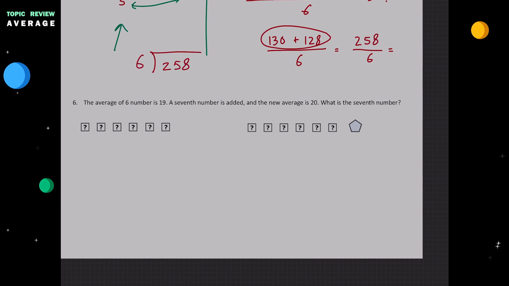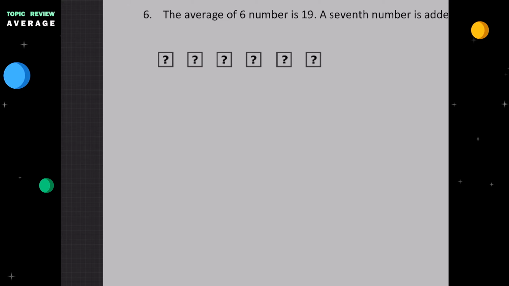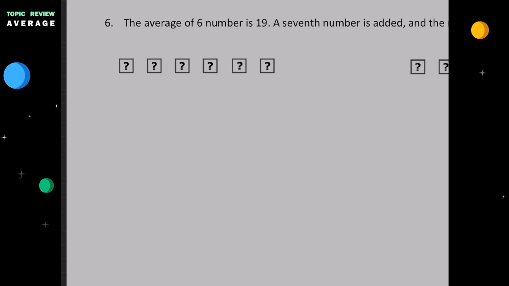Okay, next one. The average of 6 numbers is 19. So here I prepared 6 numbers. It says the average is 19. So how do you find the average of these 6 numbers? You add them up, like usual, and you divide it by 6, because there are 6 numbers. And the resulting average is 19, because it says the average is 19.